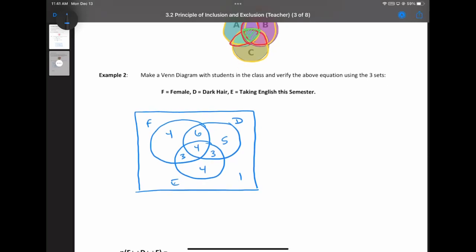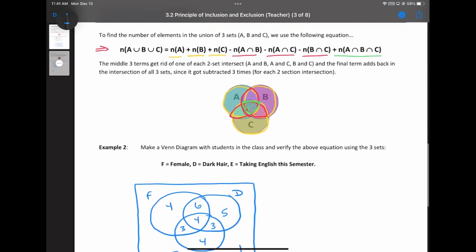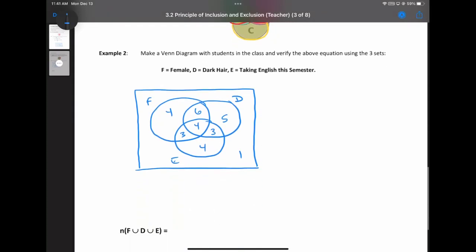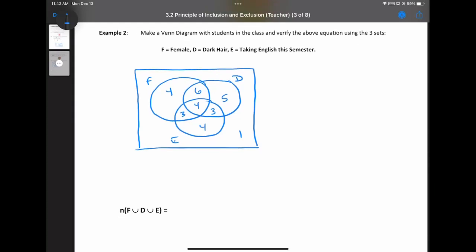So if I want to know, I'm just going to go back up to what the principle of inclusion exclusion says. If I want to know the number of people in A union B union C, or in this case, F, D, and E, I should say, I'm going to have to ask myself, how many people are in F? I'm going to actually work these out and write them at the side just so that we can see them. The number of people in F, so we're looking inside the F circle, and I see a total of 17.